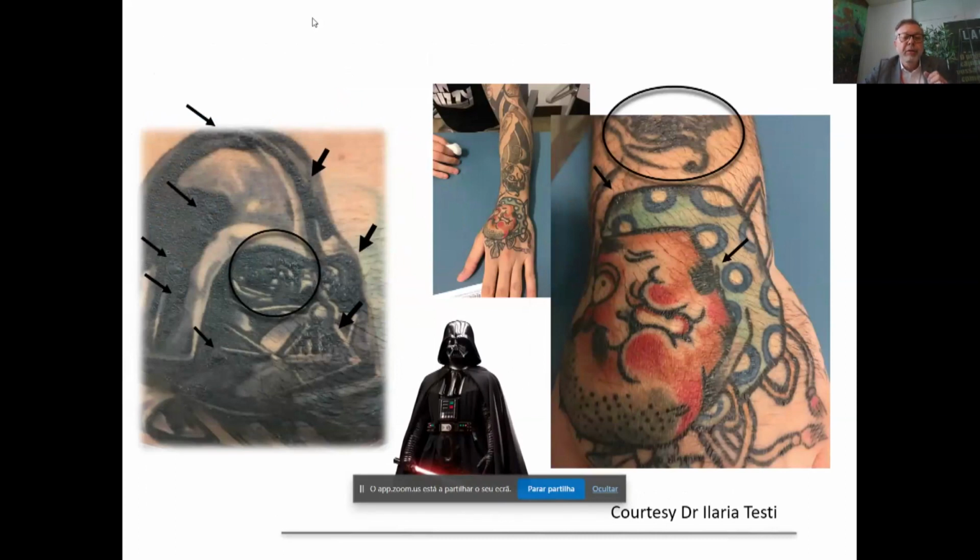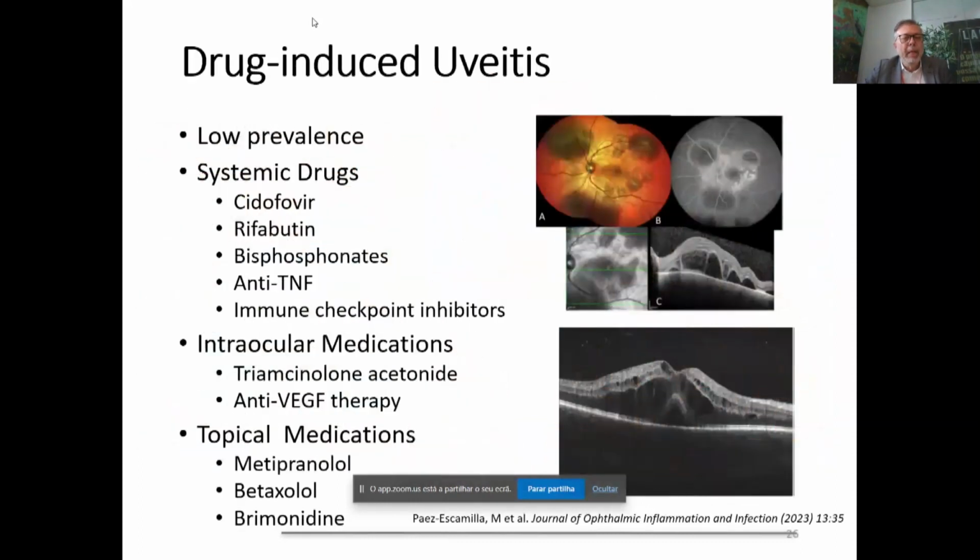You can see here, it's important when you look at the skin, because potentially this could be a good clue for you that if the patient is having a reaction at one of the sites of the tattoo, this could be connected to what's happening in the eye.